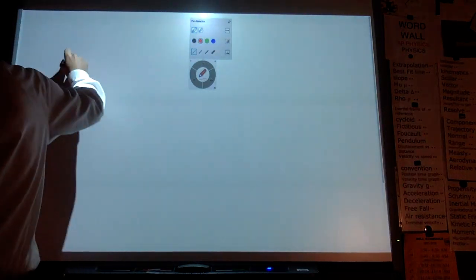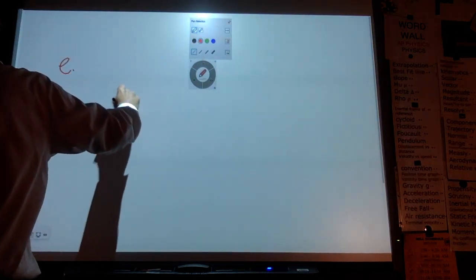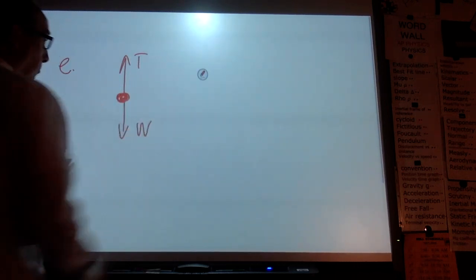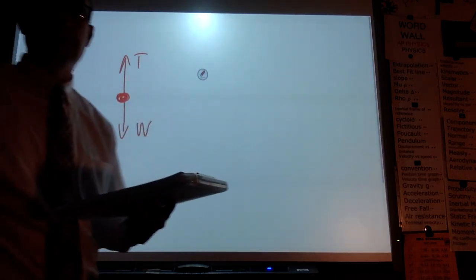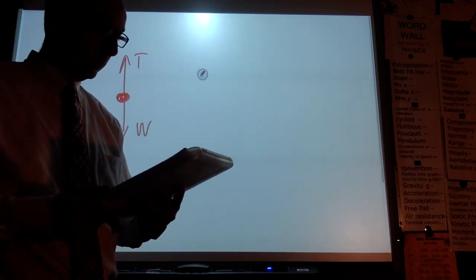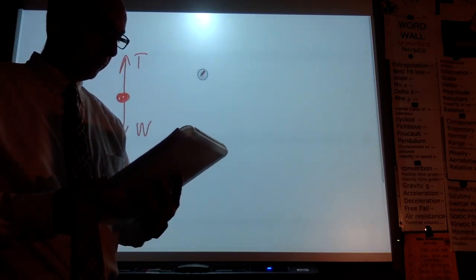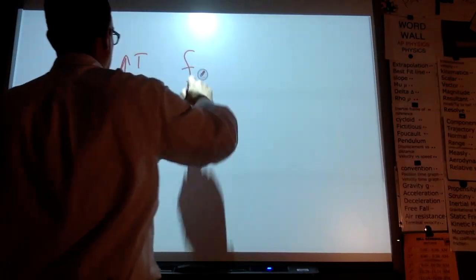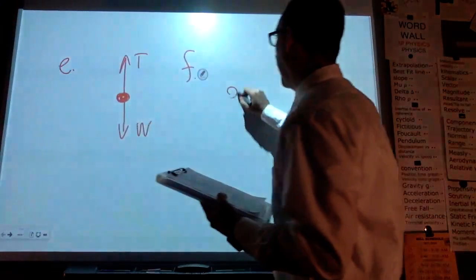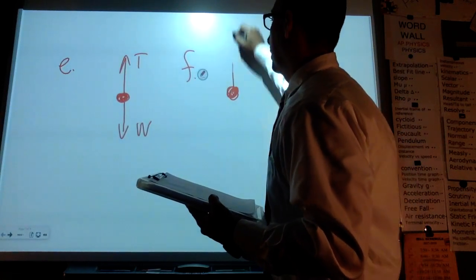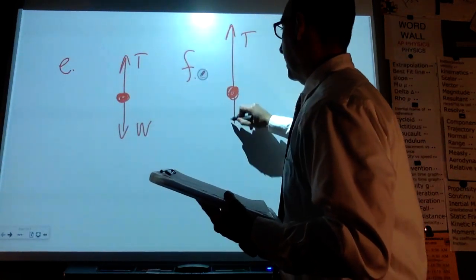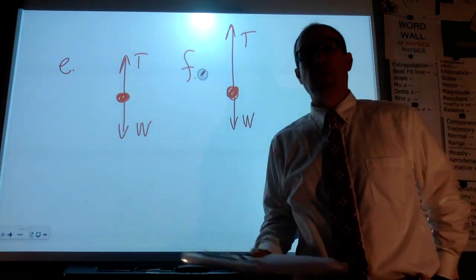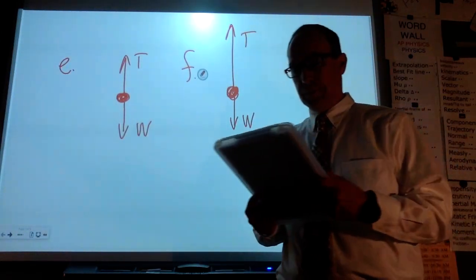In E, we have a block just being suspended by a wire. You're just going to have a tension up and a weight down. Those would be equal. F would be a ball being pulled up by a wire and it's accelerating. So in that case, I would expect my tension up to be longer than my weight down. And again, it could be W or mg. You don't have to do both of them.